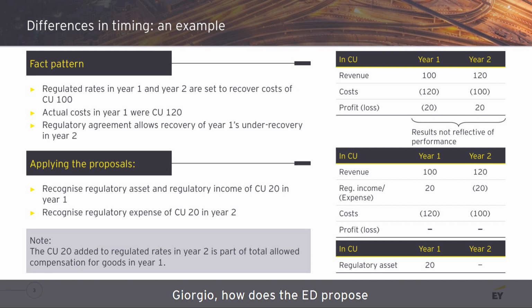Giorgio, how does the ED propose we account for these transactions? Well, Vincent, the table in the top right-hand corner aligns the concerns with the approach to this issue under current IFRS standards. Without the proposals in the ED, investors may conclude that the entity underperformed in year 1 and then overperformed in year 2.